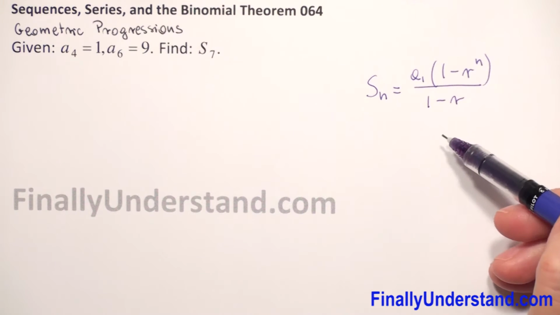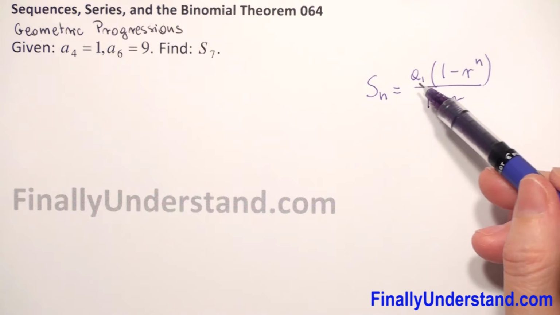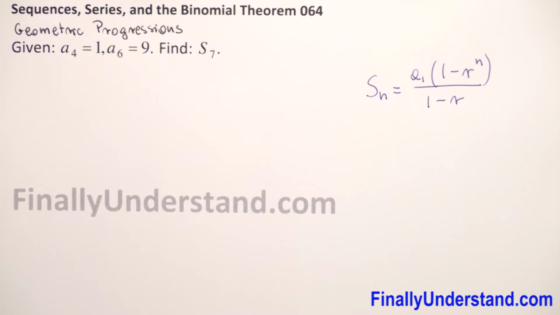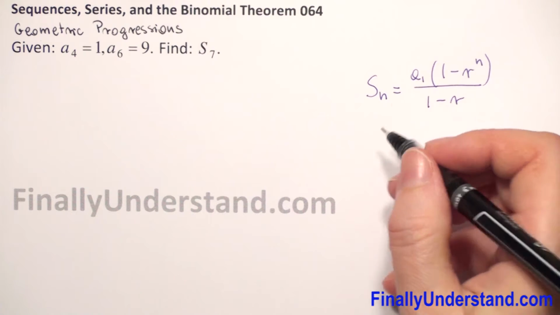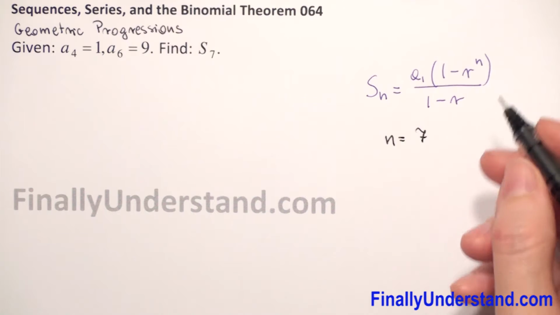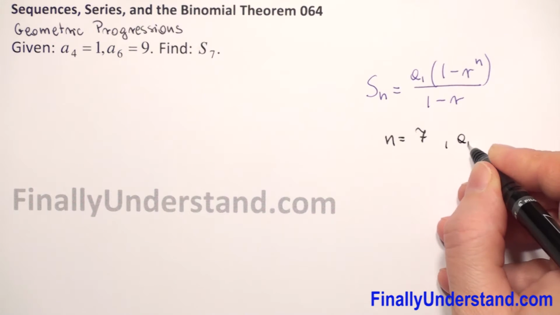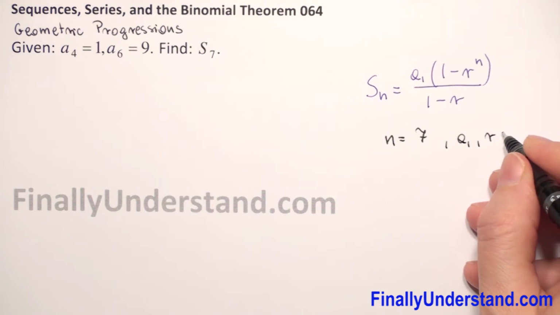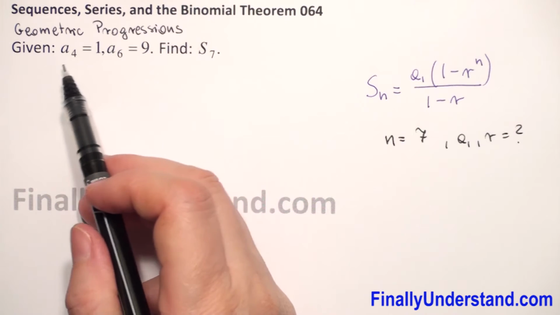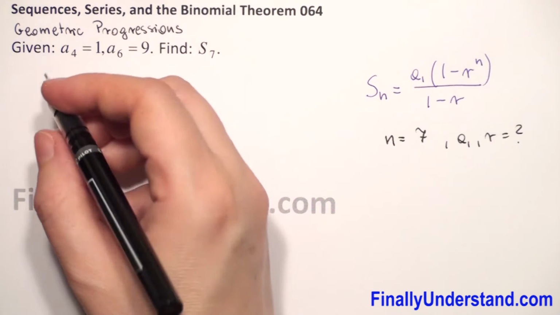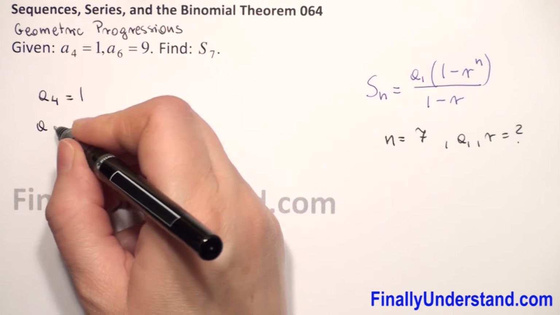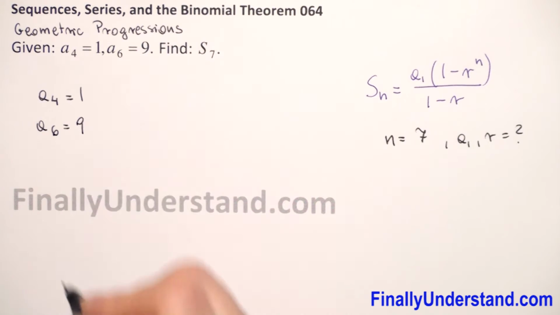So what do we need here? We need r, a1, and n. Because we have S7, n is equal to 7. We need to find a1 and r. So we have to use what we have been given. We have a4 is 1 and a6 is equal to 9.